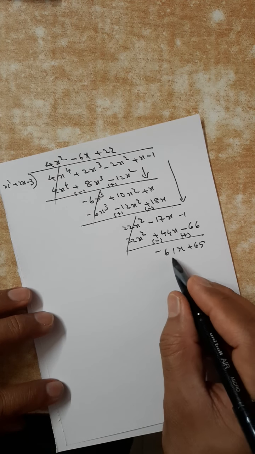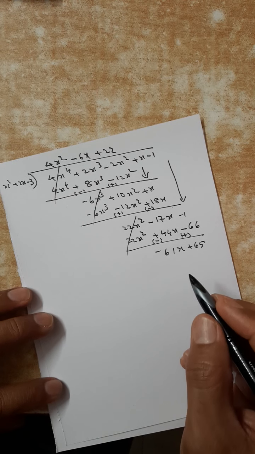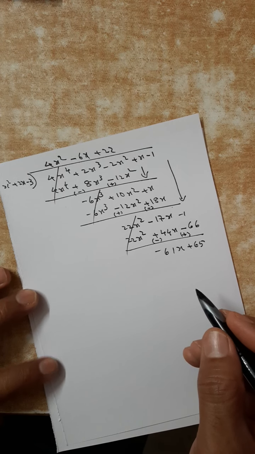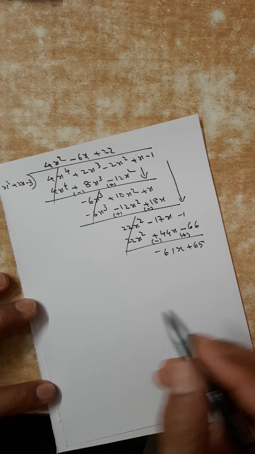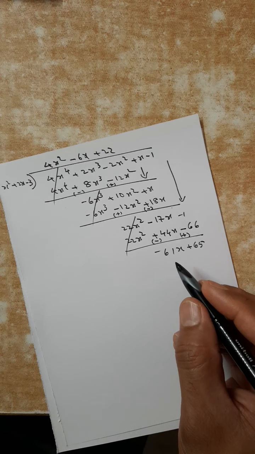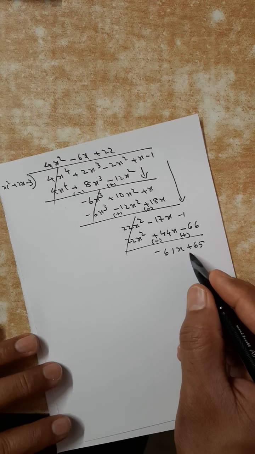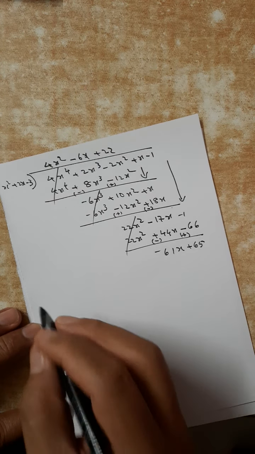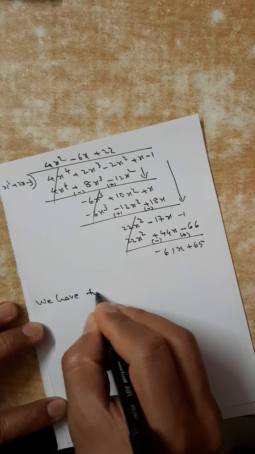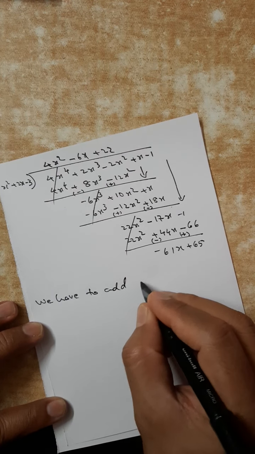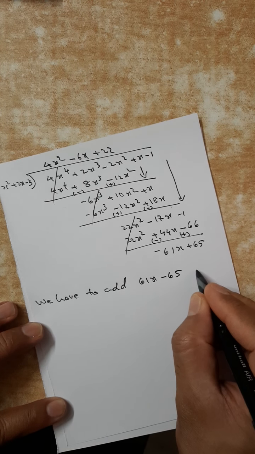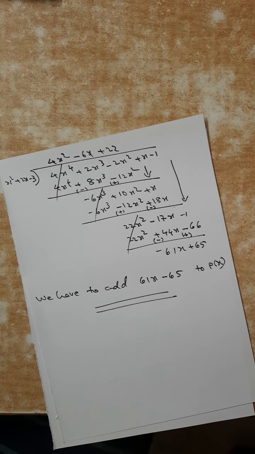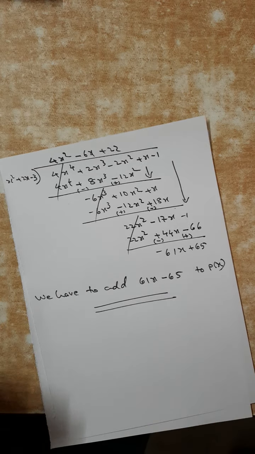So the remainder we are getting is minus 61x plus 65. Now what to do? The question is what should be added? The required number to be added is found by changing the sign. Like 2 as a remainder, so minus 2 has to be added. Here the remainder is minus 61x plus 65. So we have to add 61x minus 65 to p of x to make it divisible by g of x. Answer is 61x minus 65.